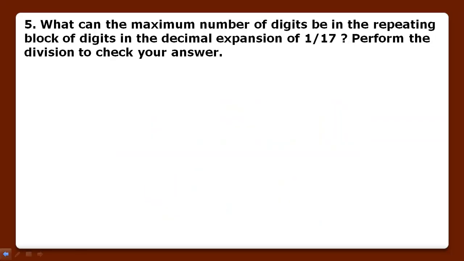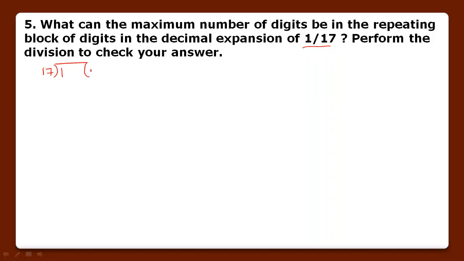So let's start. Question number 5 says: what can be the maximum number of digits in the repeating block of digits in the decimal expansion of 1 upon 17? We have to perform the division to check our answer. We simply have to divide this fraction and see after how many calculations the digits start repeating. That is the maximum number we have to write. So it's a little lengthy question. Let's try solving it.